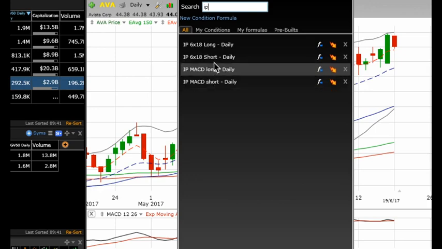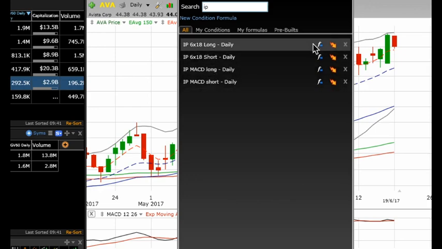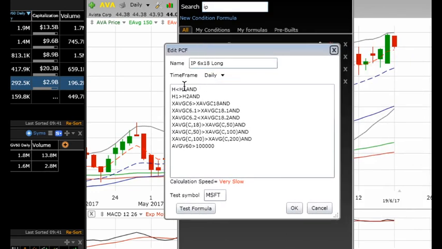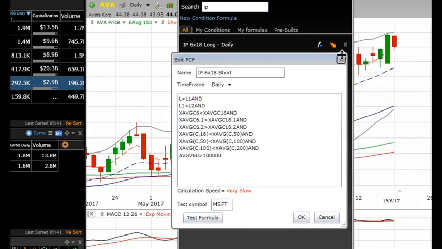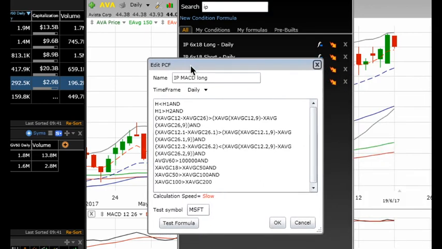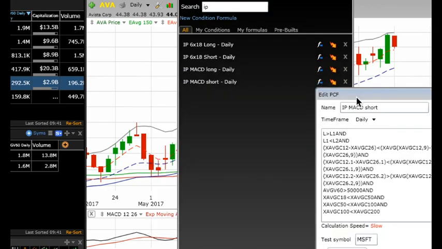Now for each of these scripts, there is a formula. I'm going to click on the formula that I have created. This is the formula for impulse pullback 6 cross 18 long. All you've got to do is copy and paste this formula into your condition formula. I'll be giving you all these formulas. You just have to paste it in and you're good to go. They all have their formulas over here.